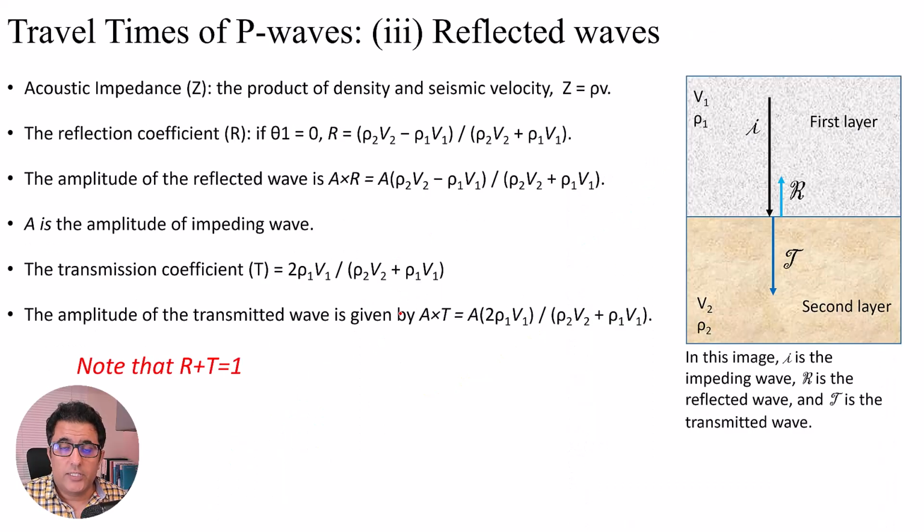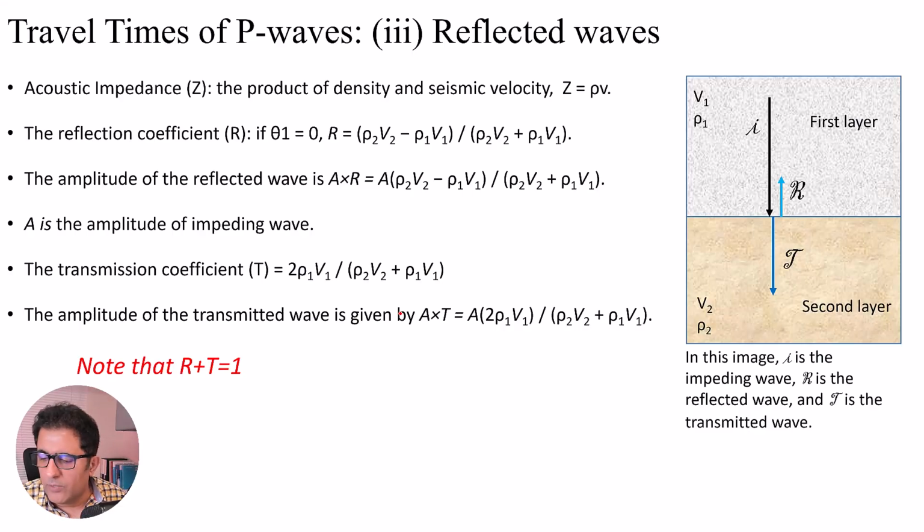Another important concept in reflection seismology is the concept of acoustic impedance. Acoustic impedance is the product of density and velocity, and it is indicated by Z. Z is equal to rho times V. It is a very important geophysical parameter, and in particular in quantitative interpretation, we can obtain many petrophysical properties of the subsurface, such as porosity, from the acoustic impedance of subsurface layers.